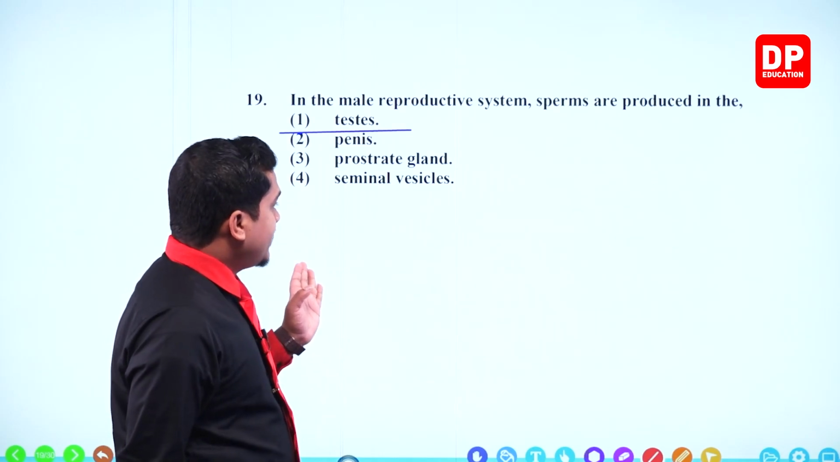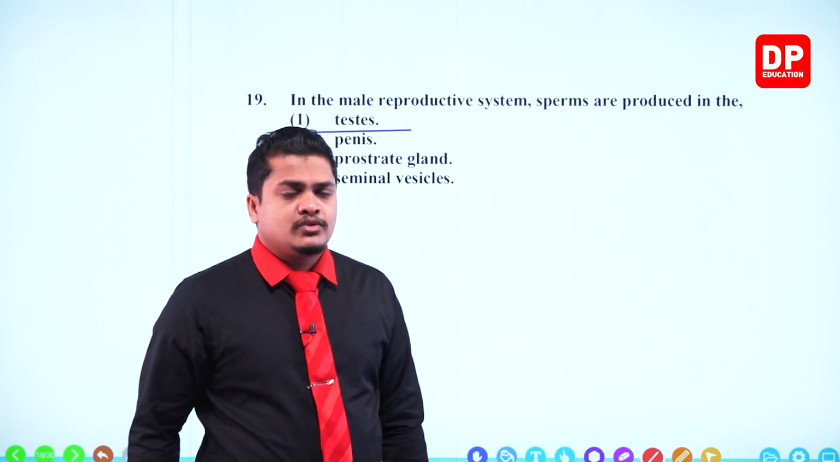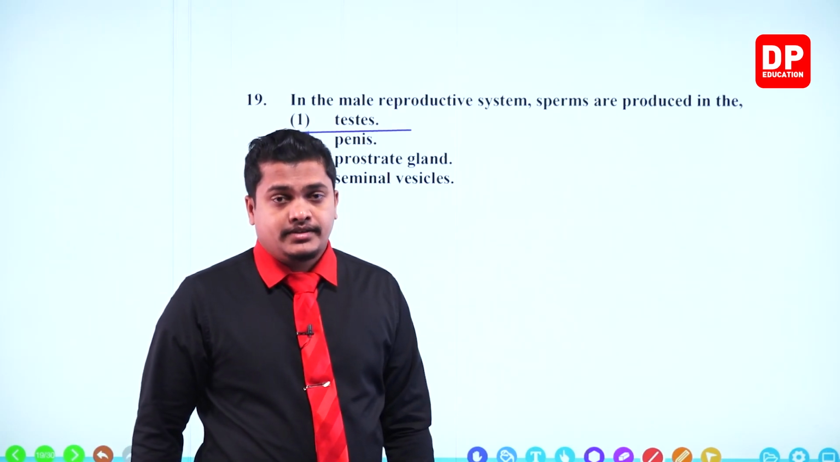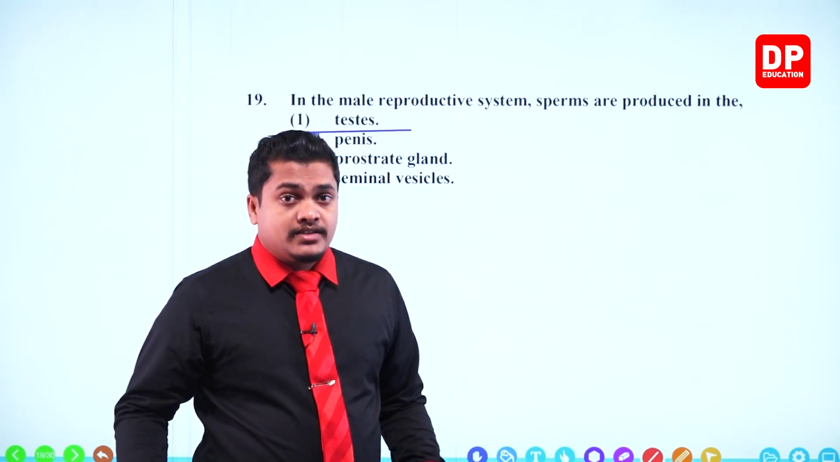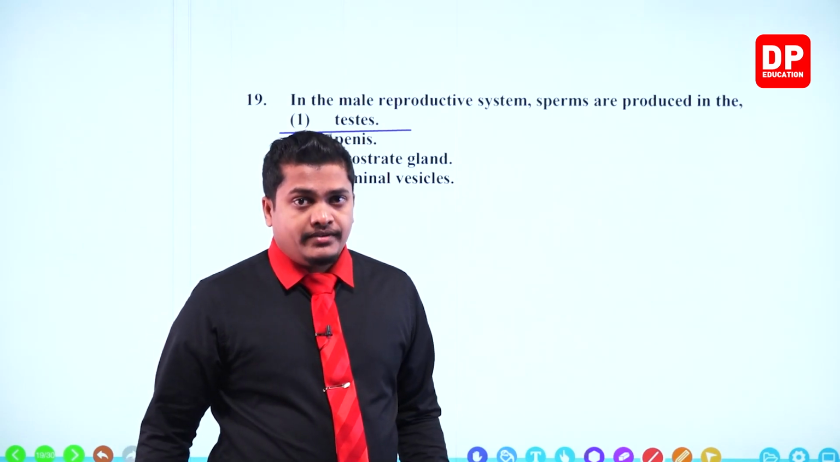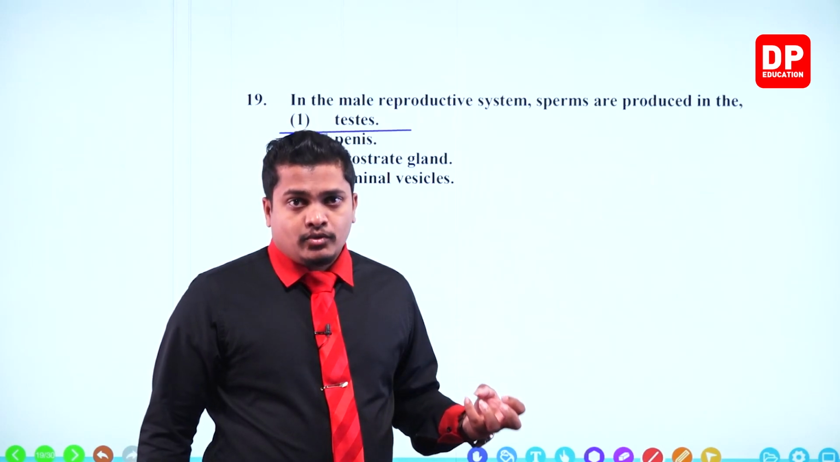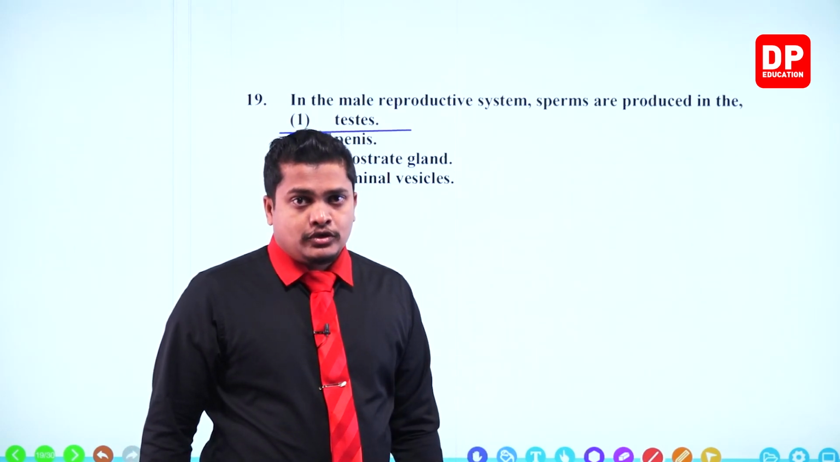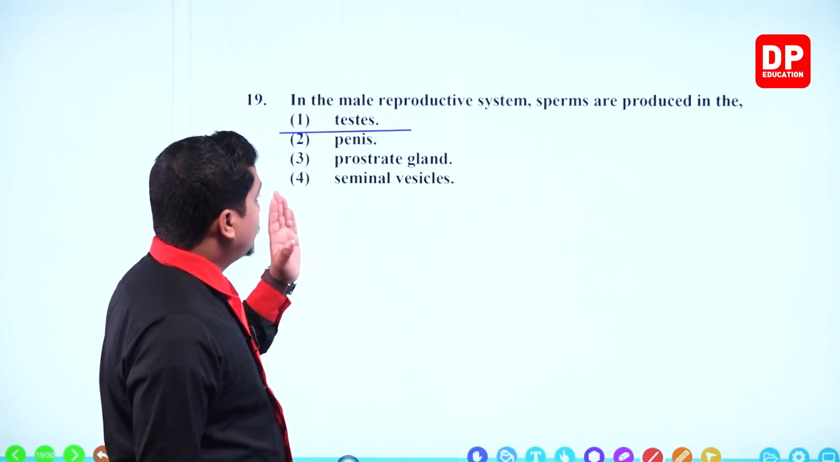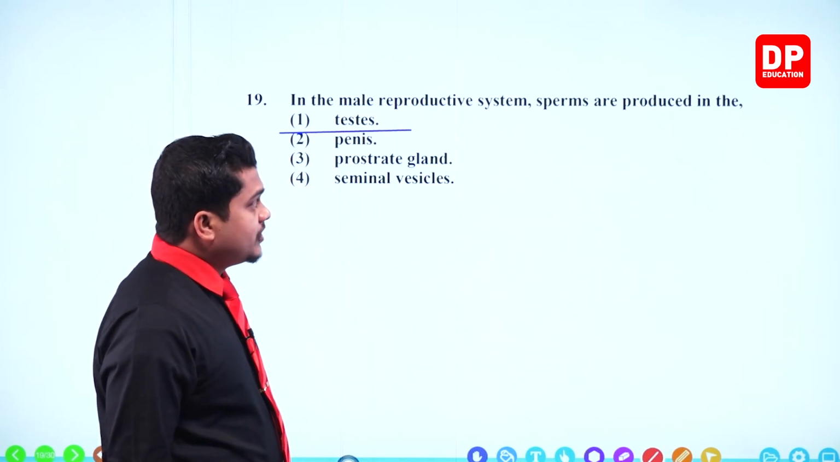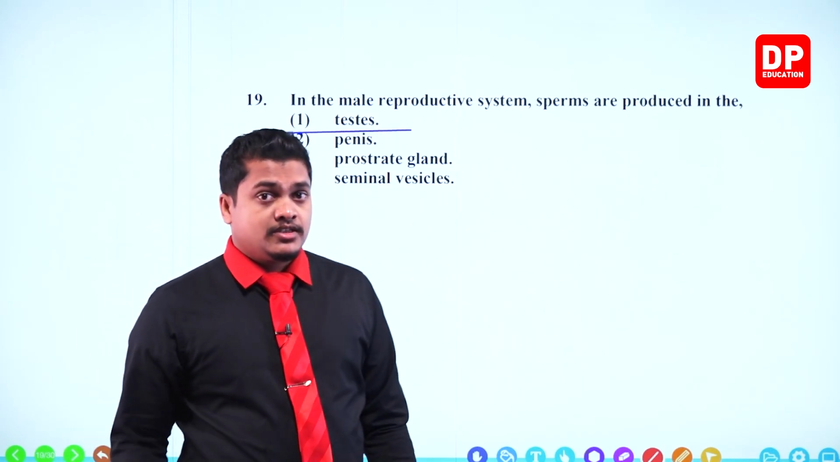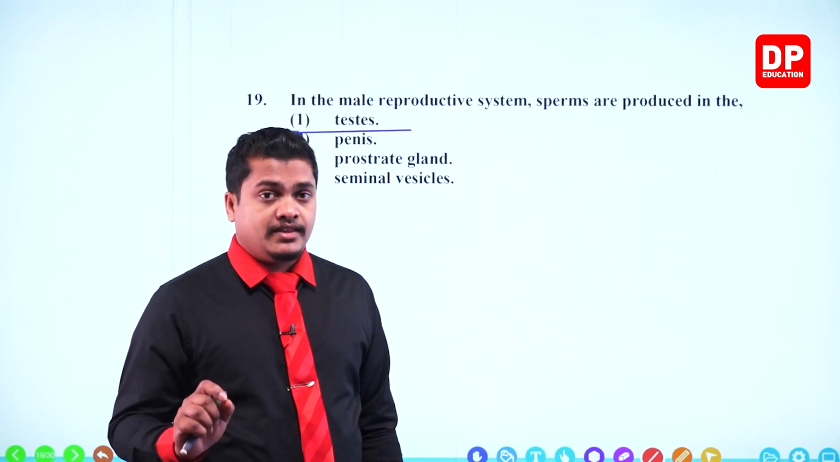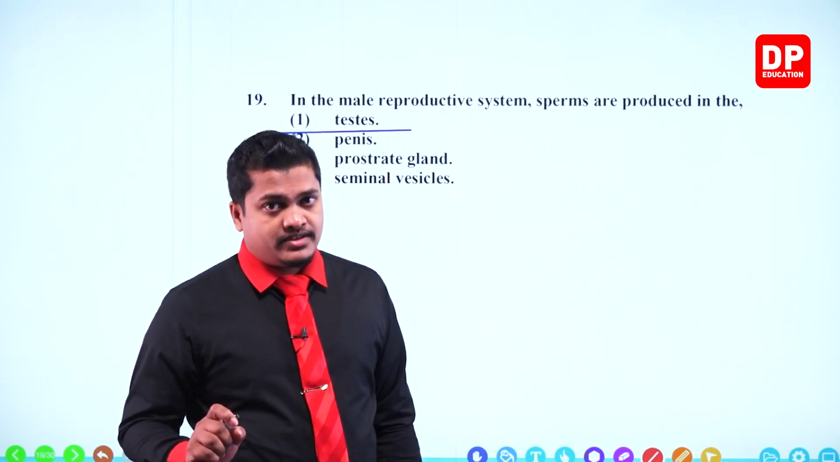So the prostate gland and seminal vesicles are the ones which help in creating semen, right? Semen is the white colored fluid which provides a nutritional medium for the sperm cells. So my dear children, the correct answer for the 19th question is: sperm cells are produced in the testicles. Sperm mother cells are produced within the tubes called seminiferous tubules.